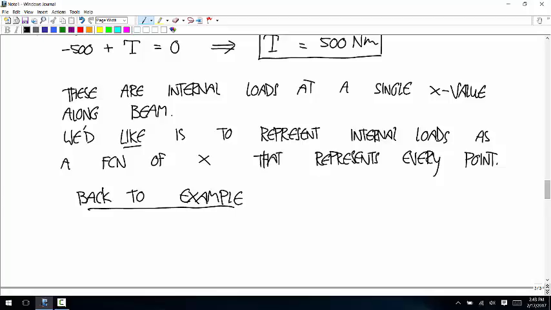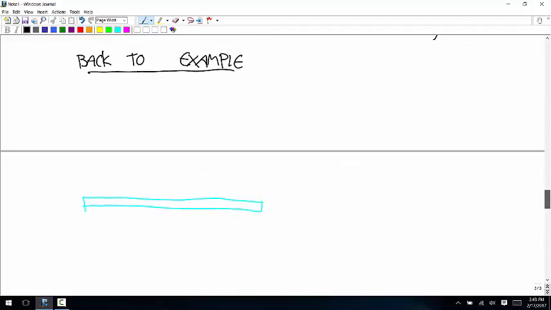Okay. So this time what we're going to do is isolate a piece that's some unknown distance x long. So this distance is x. And we don't know anything about what x is except that we know it's somewhere between 0 and 1. It can't be less than 0 and it can't be longer than the beam.